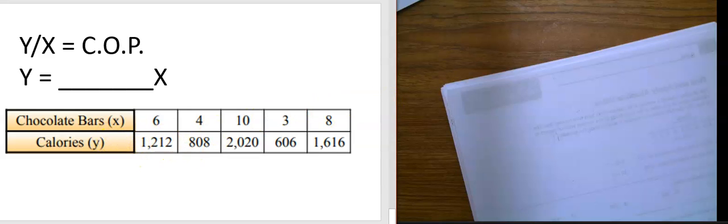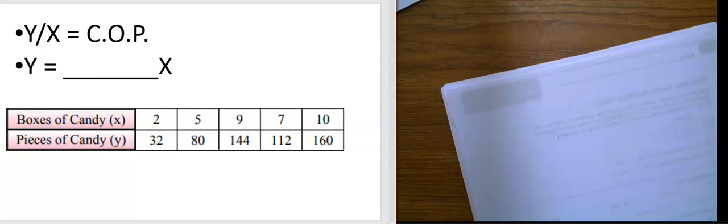This one, I can pick any one I want. I like dividing by 10 best, so that's what I'm going to pick. 2020 divided by 10 is 202. 808 divided by 4, also 202. I can pick whichever one I want. Pick the easy one on the table. y divided by x, 32 divided by 2 is 16. 80 divided by 5 is 16.